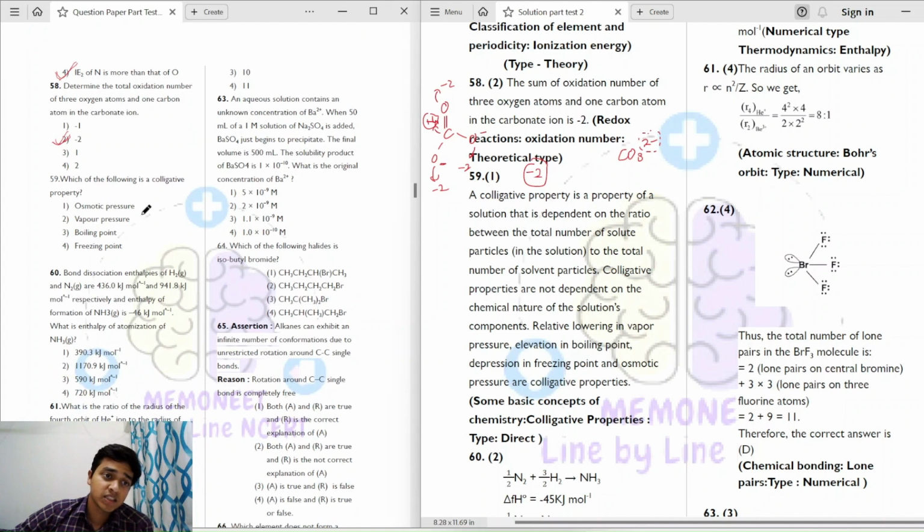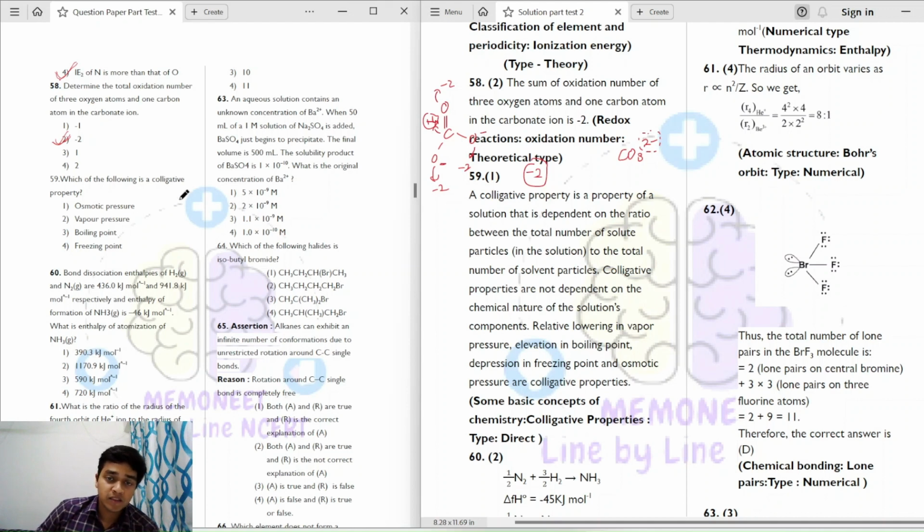Moving on to the next question. The question asks, which of the following is a colligative property? Option 1, osmotic pressure; option 2, vapor pressure; option 3, boiling point; and option 4, freezing point. We know that a colligative property is a property that depends only on the number of particles present. It does not depend on the type or nature of the particles present.